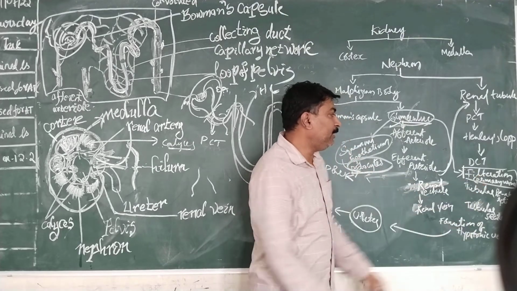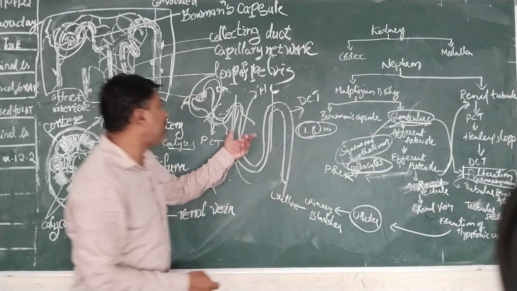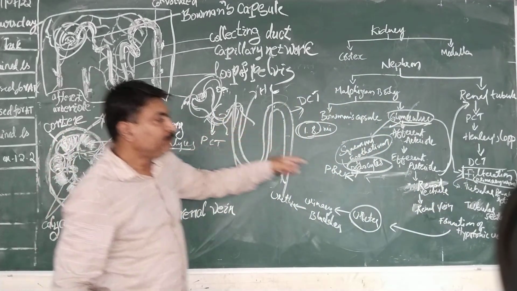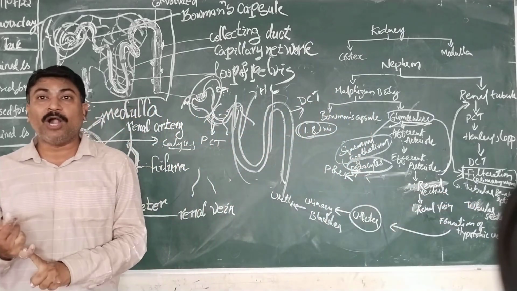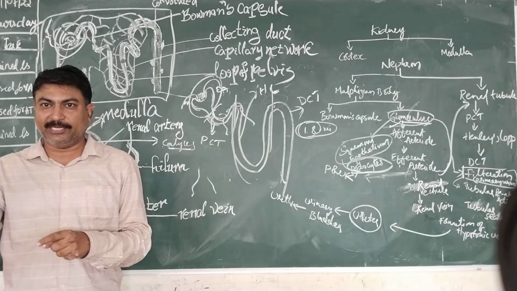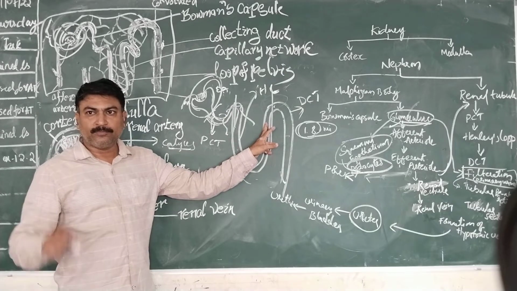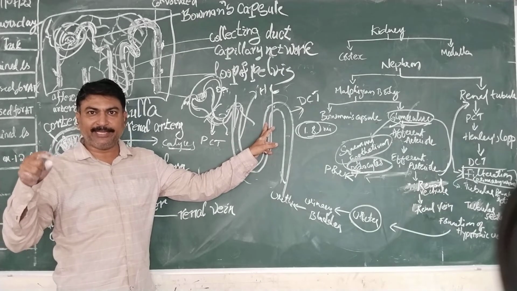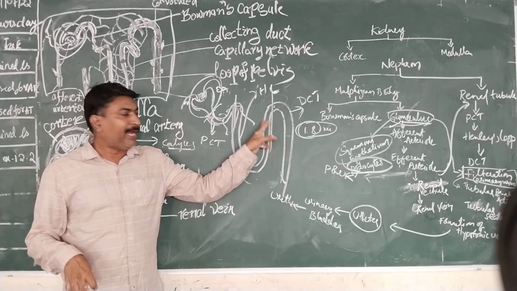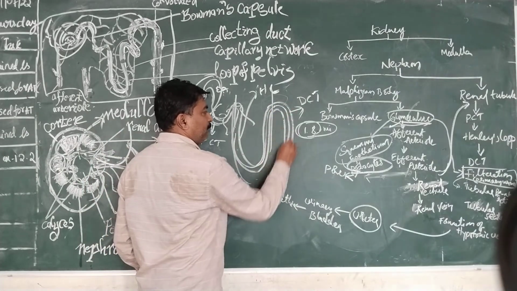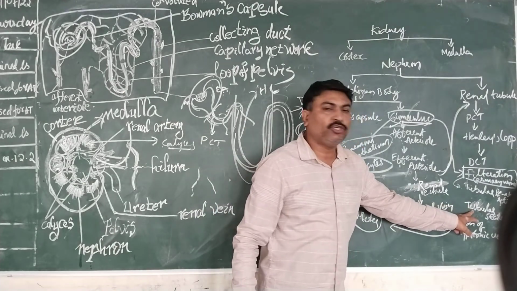Next, the leftover material, the remaining portion of the blood, will be entering the loop of Henle and the tubular portion, where tubular reabsorption will take place. Whatever excess salts and water are present in the plasma will be reabsorbed by the loop of Henle and this portion. Whatever water in the blood plasma is necessary for our body will be reabsorbed, and the rest will be moving out from this channel, and next will be tubular secretion.